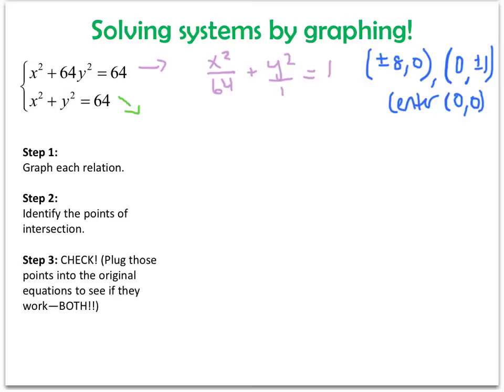Now for the second relation, you can see that we have no terms in front of the x squared and the y squared. So if I were to divide out by 64, I get x squared over 64 plus y squared over 64 equals 1. Now if I were to try to graph that, that's just going to be an ellipse with co-vertices and vertices at plus or minus 8, 0, and 0, plus or minus 8, which if you graph that just looks like a circle. So this is actually just a circle with center 0, 0, and my radius here is equal to 8, because remember this is always the r squared term.